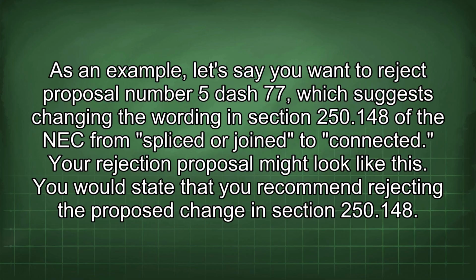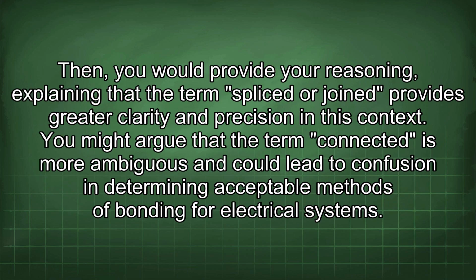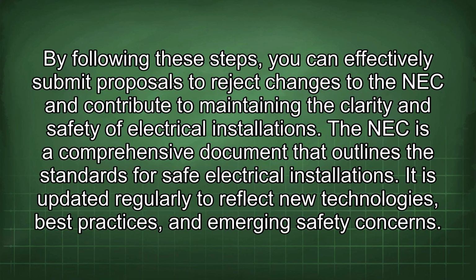Your rejection proposal might look like this. You state that you recommend rejecting the proposed change in section 250.148. Then you would provide your reasoning, explaining that the term spliced or joined provides greater clarity and precision in this context. You might argue that the term connected is more ambiguous and could lead to confusion in determining acceptable methods of bonding for electrical systems. By following these steps, you can effectively submit proposals to reject changes to the NEC and contribute to maintaining the clarity and safety of electrical installations.